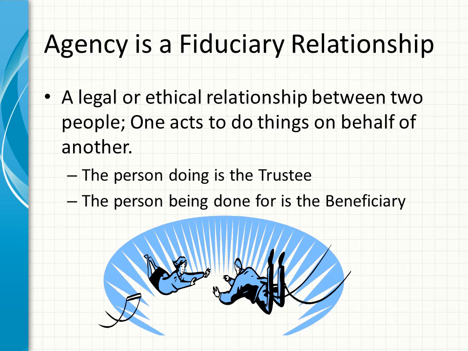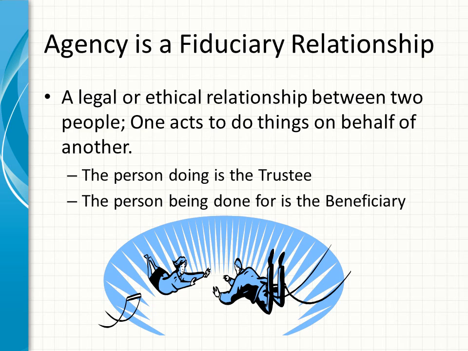Okay, so just to flesh this concept out a little bit, agency is a fiduciary relationship. That's a fancy word. A fiduciary is a person who steps into the shoes of another person and acts on his or her behalf. Or entity. A fiduciary for a corporation represents that corporation in negotiations, in public relations, something like that. So a fiduciary relationship is a legal or ethical relationship between two people, in that one acts to do things on behalf of another. The doer is the trustee.